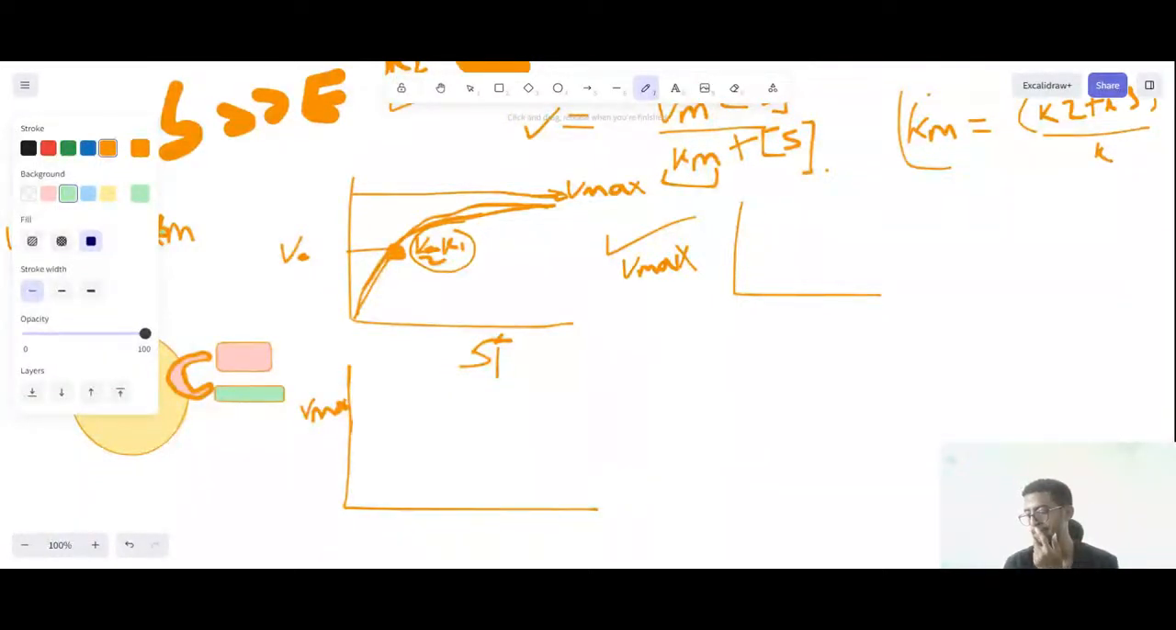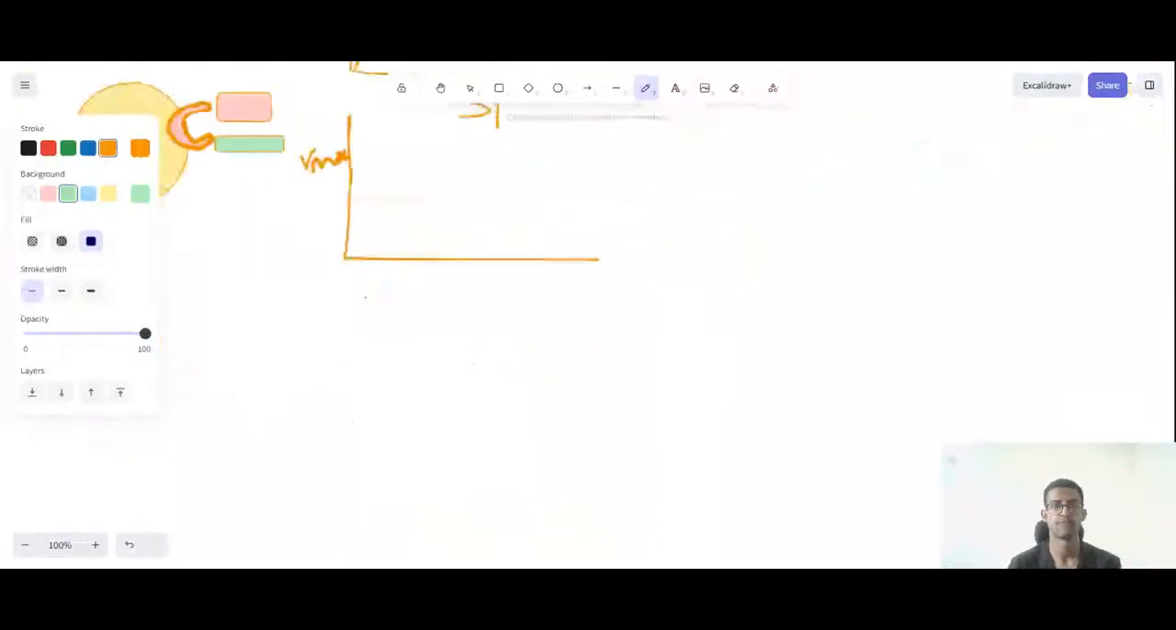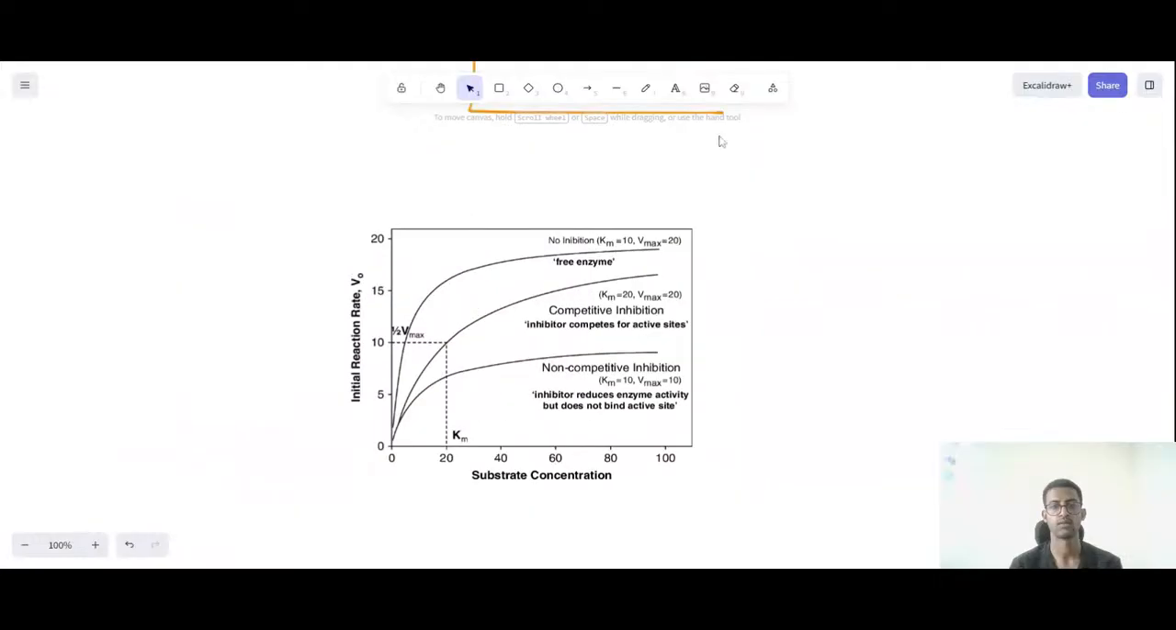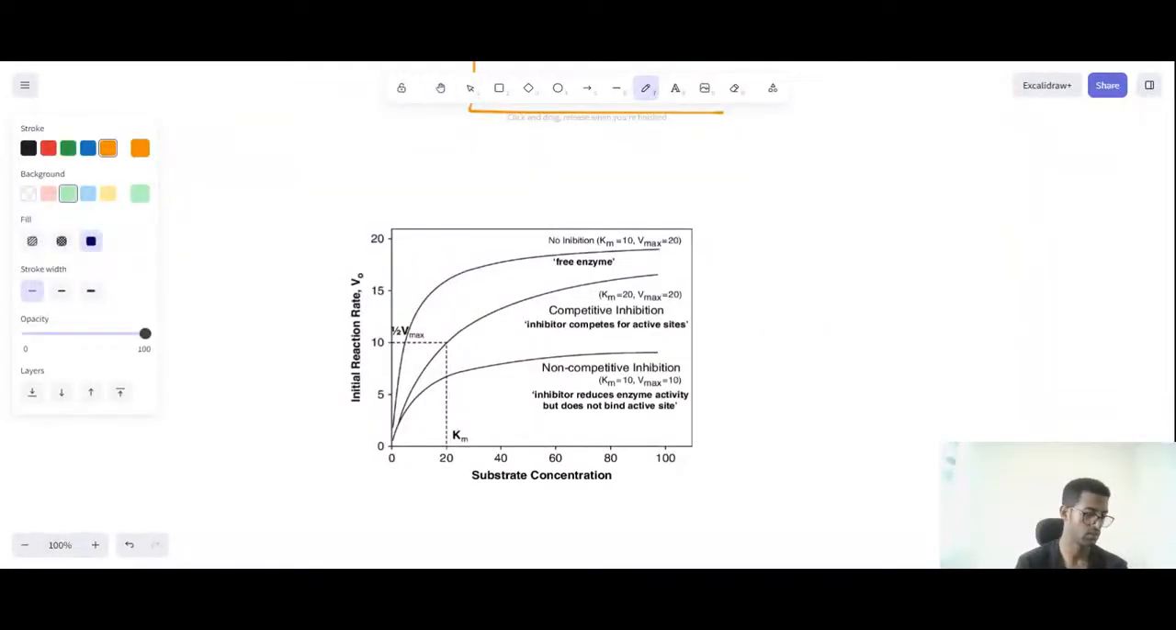When it is competitive, the Vmax is not going to change, but you need more substrate. Okay, that's the difference. Yeah, this is the graph. This is free enzyme. As you can see, for the competitive inhibitor the Km is changing; the concentration needed to reach half Vmax shifts, for example from 5 to a higher value. So Km is always the substrate concentration at which half of Vmax is reached.